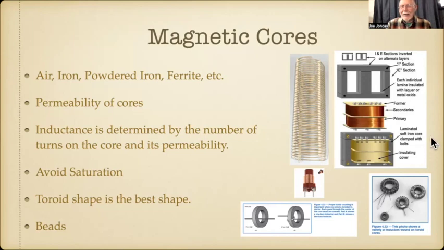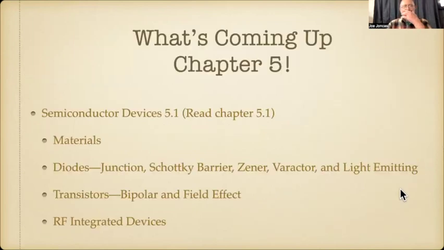For next time. Okay, now, chapter 5. We're going to get into semiconductor devices: materials, diodes, junction, Schottky, barrier, Zener, vacuum, light emitting, transistors, bipolar, field effect, and RF integrated devices.